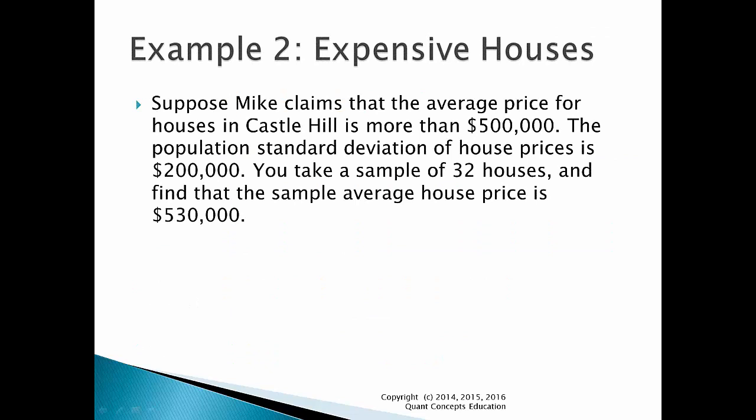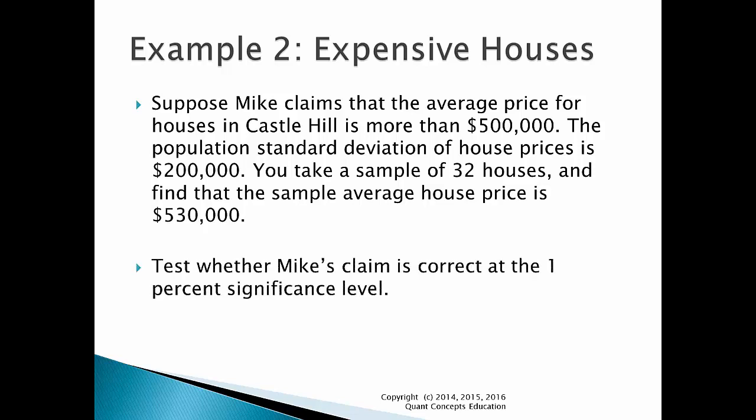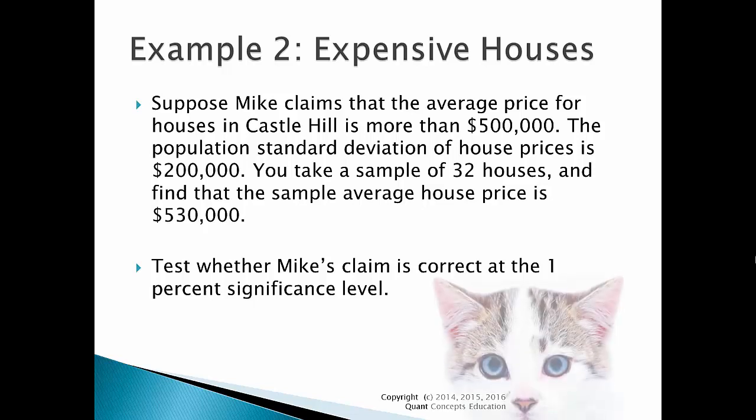Okay, example 2. Suppose Mike claims that the average price for houses in Castle Hill is more than $500,000. The population standard deviation of house prices is $200,000. You take a sample of 32 houses and find that the sample average house price is $530,000. Test whether Mike's claim is correct at the 1% significance level. Again, this is another exam question that I've used on my students many times, so it's good practice for your exams.